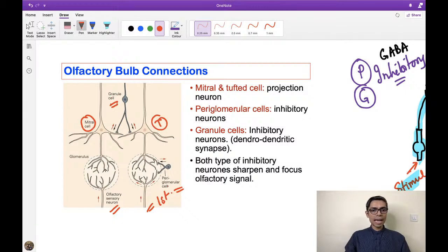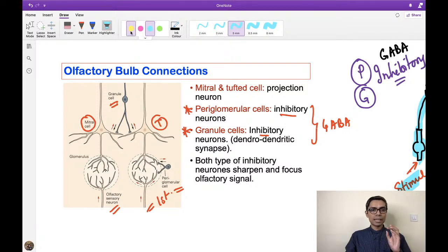So this granule cell and this periglomerular cell, what are they? They are inhibitory neurons. Inhibitory neuron means what kind of neurotransmitter are they going to produce? They are going to produce the GABA neurotransmitter. But between these two inhibitory neurons, I must remember that the granule cell is special because granule cells have no axons. It makes synapse with the second order neuron only by this dendrodendritic pathway. And because of this type of inhibition, what will happen? The neuronal signal will be sharpened.